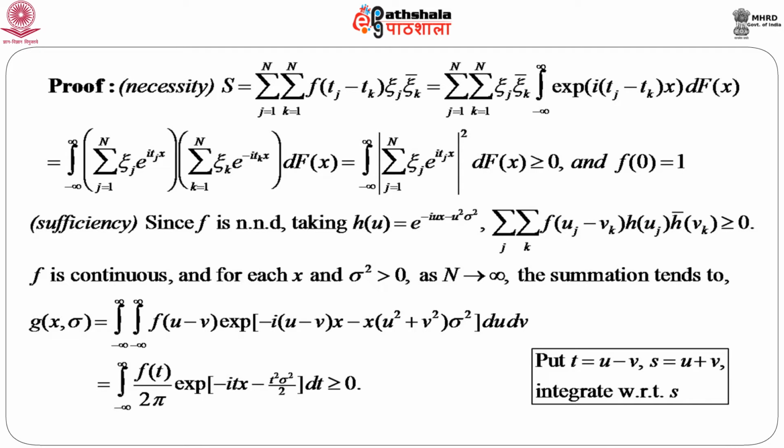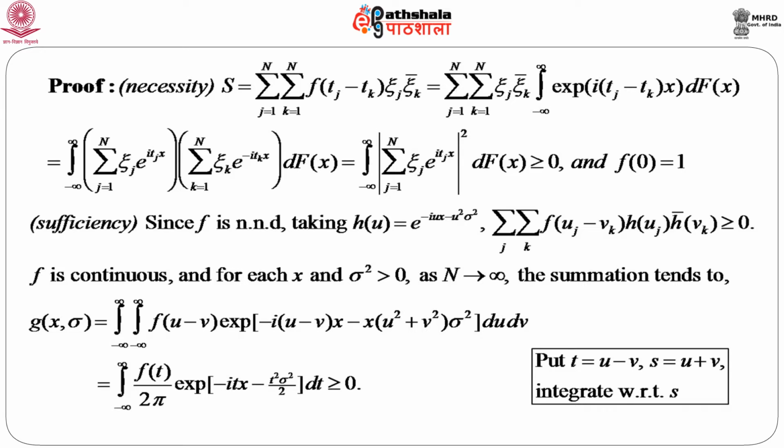which is the integral from minus infinity to infinity, again an integral from minus infinity to infinity, of f of u minus v, e to the power minus i (u minus v) x minus (u square plus v square) sigma square, du dv. So, just by putting the expressions of h(u) and h(v) bar in this expression and considering the limit as n goes to infinity, so that we can take this sum as the integral, we will get this expression.